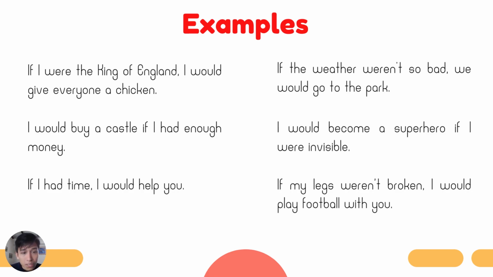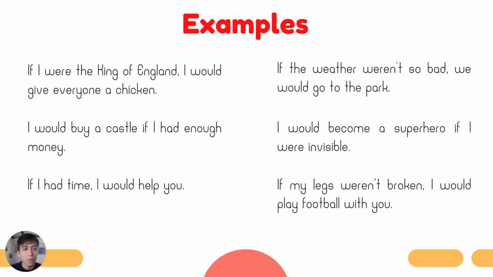Another example to notice: if the weather weren't so bad, we would go to the park. Again, we use were here instead of was. You know that was is singular, so we would use was if we were talking in the past progressive, for example. But here we have to use always were, which is used for plural and singular subjects.